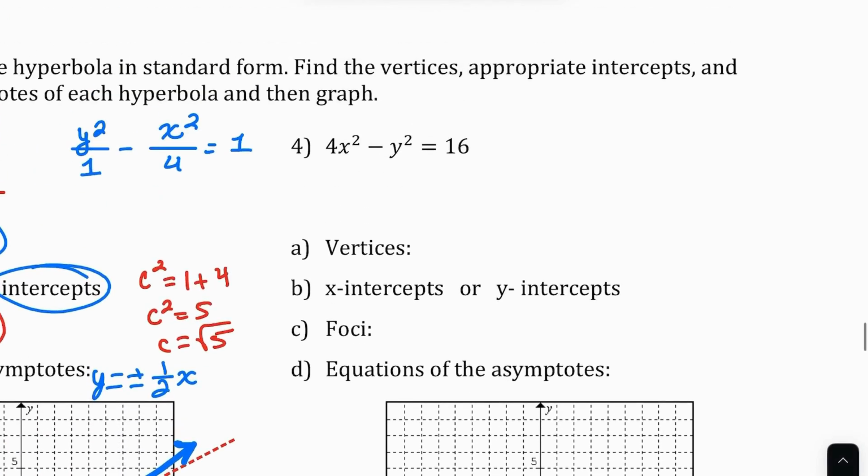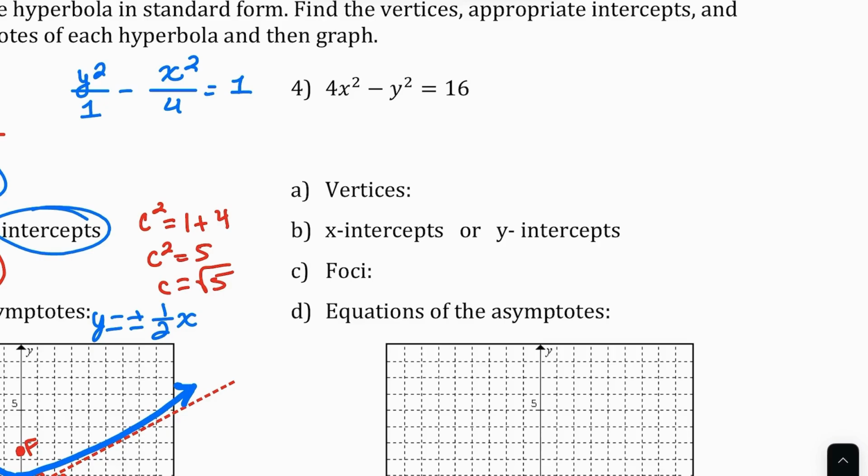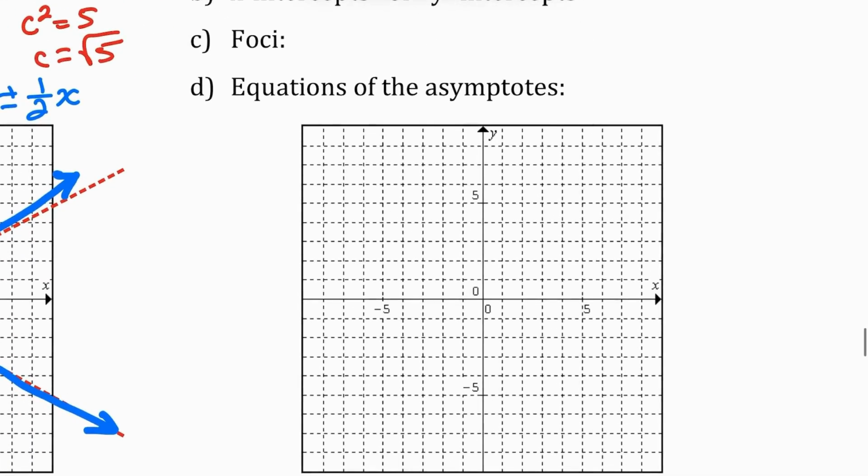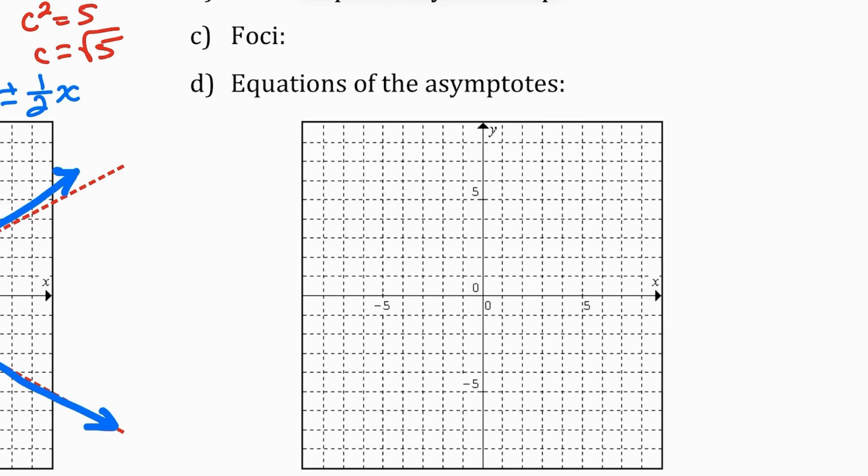All right, and then this last problem here, the variables are on the same side. We just need to get this equal to 1, so we're going to divide everything by 16. So we end up getting x squared over 4 minus y squared over 16 equals 1. So 4 is underneath the x squared, so we're going to go left and right 2, because you square root 4, you get 2. 16 is underneath y squared, so we're going to go up and down 4, because the square root of 16 is 4. That helps us create this box.